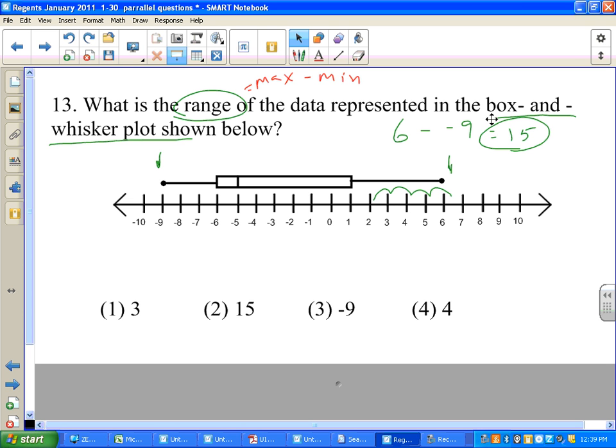Okay, so this ends the second presentation. The next presentation we'll start off on question number 14.